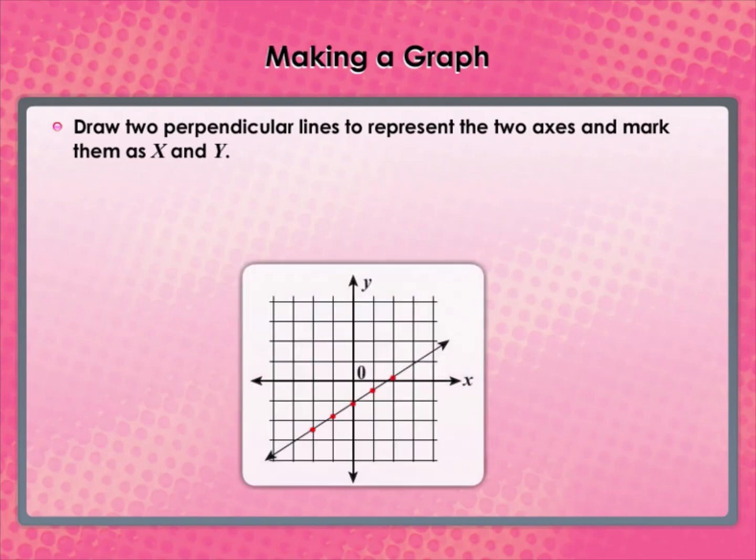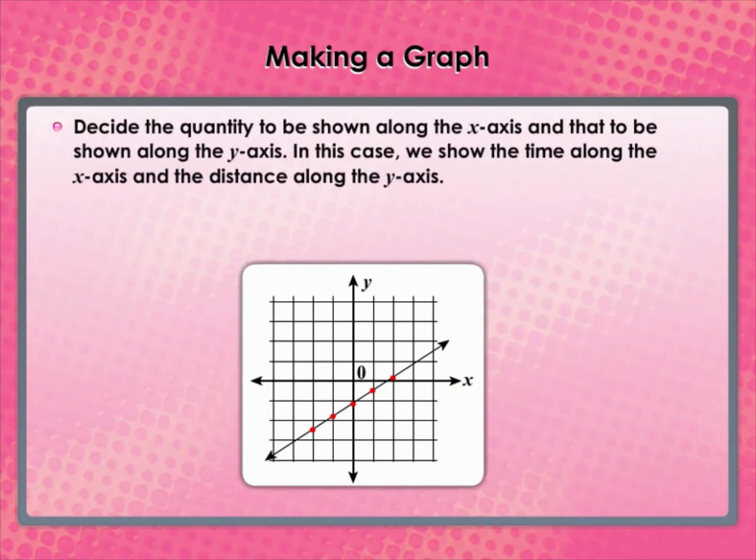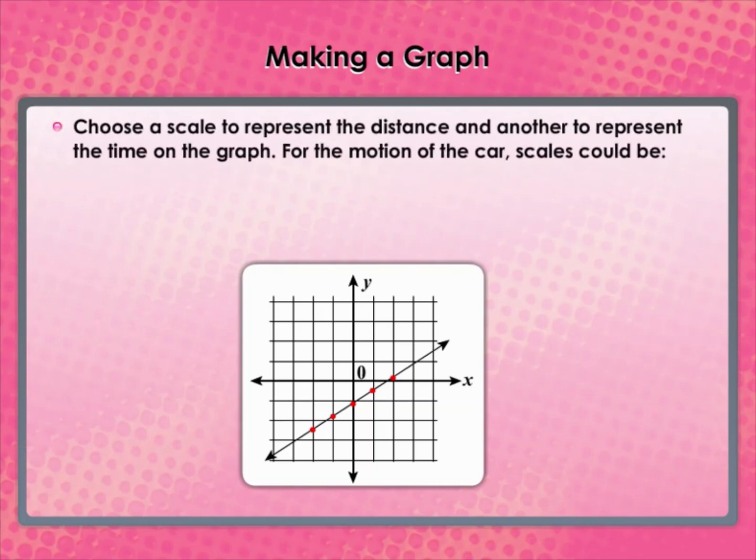Making a graph. Draw two perpendicular lines to represent the two axes and mark them as x and y. Decide the quantity to be shown along the x-axis and that to be shown along the y-axis. In this case, we show the time along the x-axis and the distance along the y-axis. Choose a scale to represent the distance and another to represent the time on the graph. For the motion of the car, scales could be: time, 1 hour is equal to 1 centimeter; distance, 5 kilometers is equal to 1 centimeter.